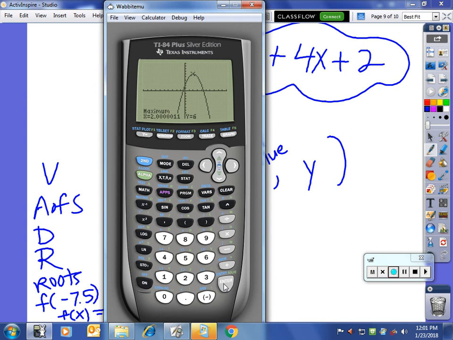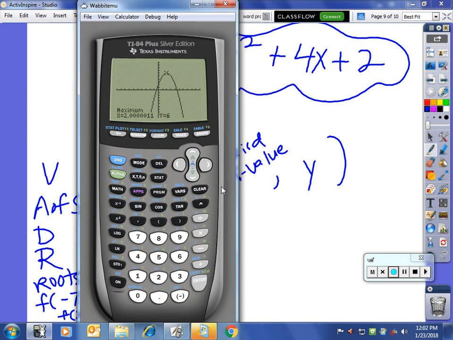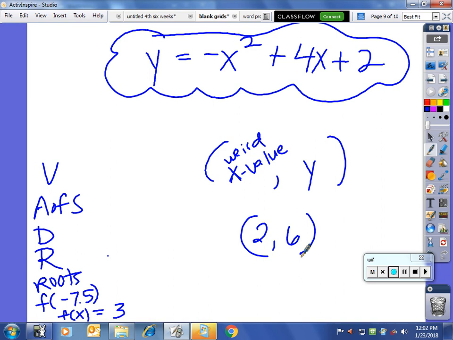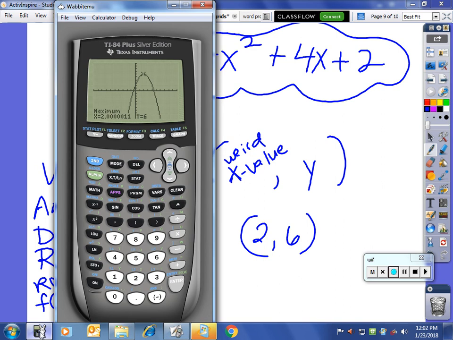It says 2.0000011. And one time when I did it, it said 1.9999999. It's neither one of those. It's exactly what? It's exactly 2. The y value is correct. Remember, we did this mathematically a second ago and got 2.6. But what you can get is a real quick estimate of the x value and a perfect y value.